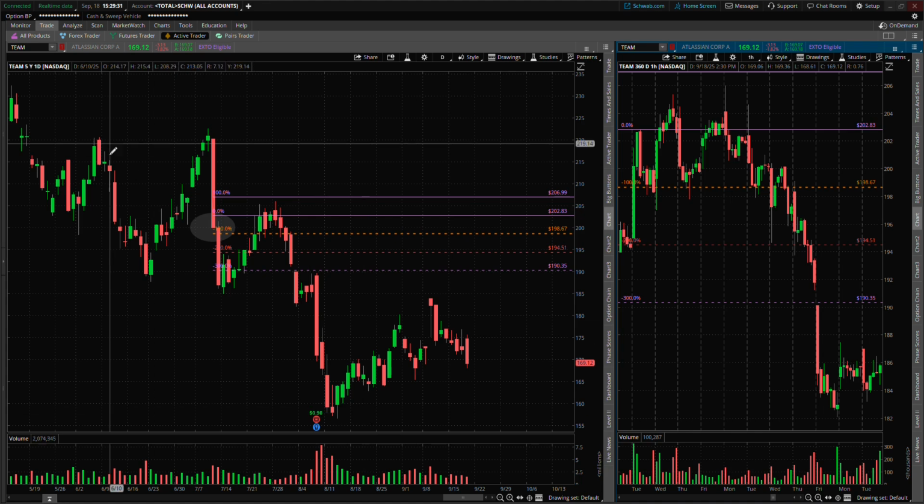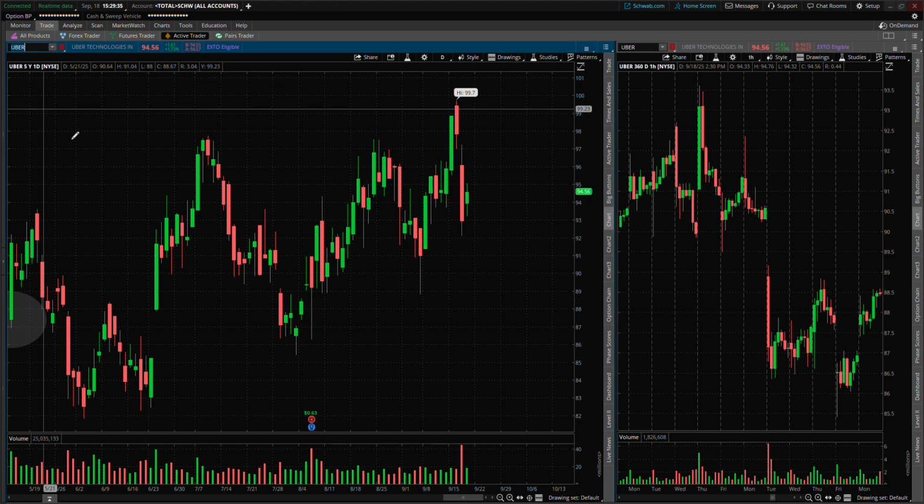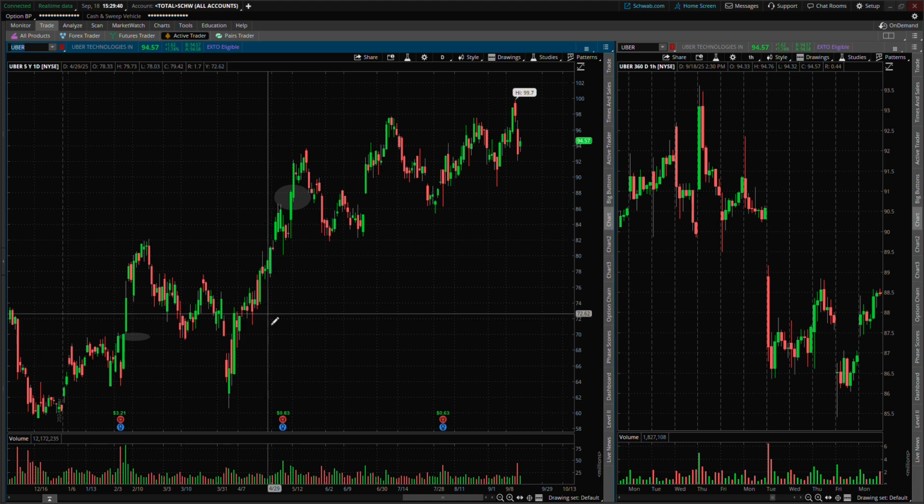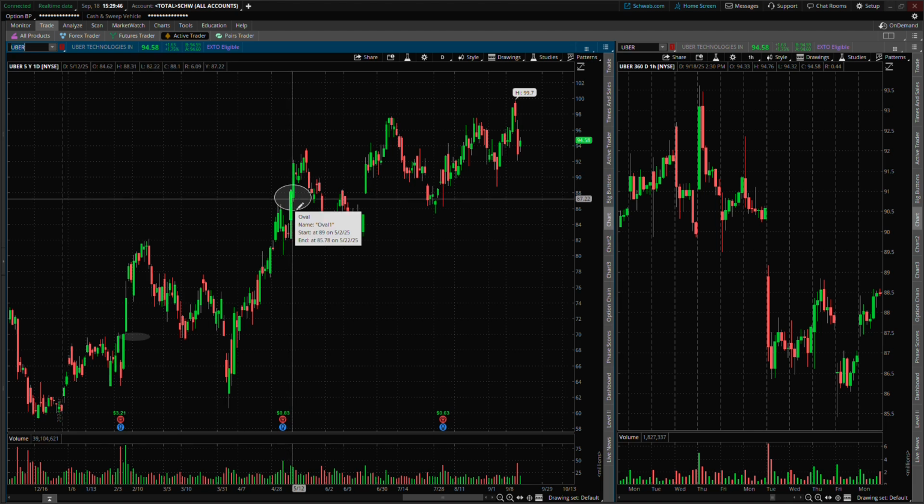Let's look at another example. Uber, UBER. So on Uber, if we go back a little ways, you see we have a zone right in here. So we have a big green candle, another big green candle. So we highlight this area right here.